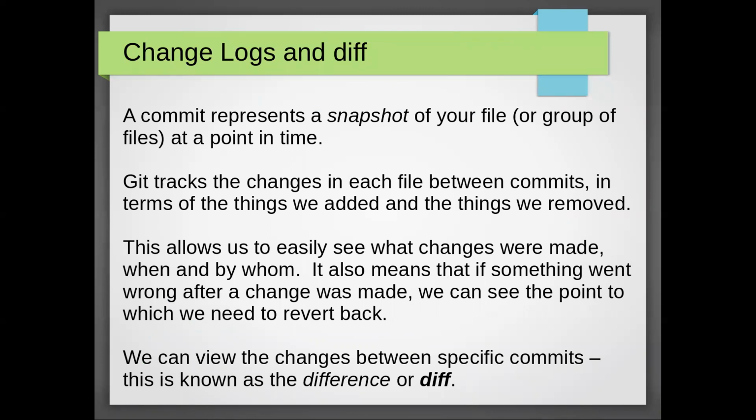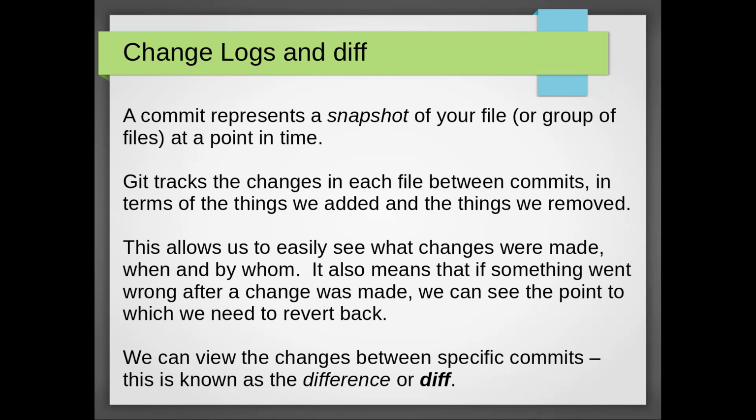And what that allows us to do is we can really easily then see what changes were made, when those changes were made, and who made those changes. That's really important because, as we've just discussed, if something goes wrong after a change was made, we can more easily see the point at which we need to revert back. We can see where the problem emerged, who did it, why they did it, when they did it, and so it becomes easier to revert and to fix it.